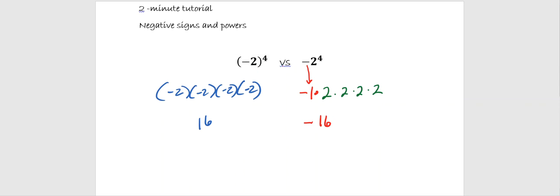So not all exponential expressions with negative signs are created equal. Be careful of what your base is. Your base will be negative when it is wrapped in parentheses, and that negative value will be repeatedly multiplied. Your base will be positive when it is not wrapped in parentheses, and the negative sign will play the role of an oppositizer, creating a negative outcome when we are all done.